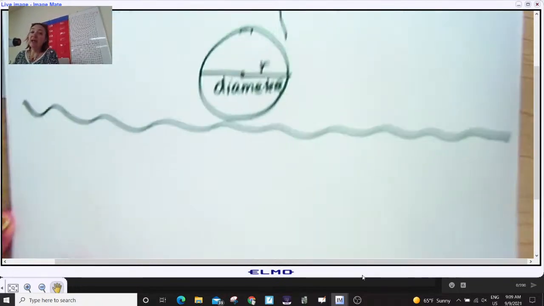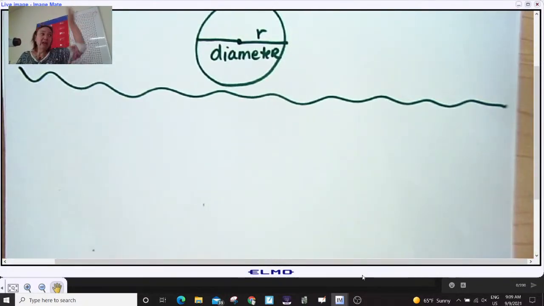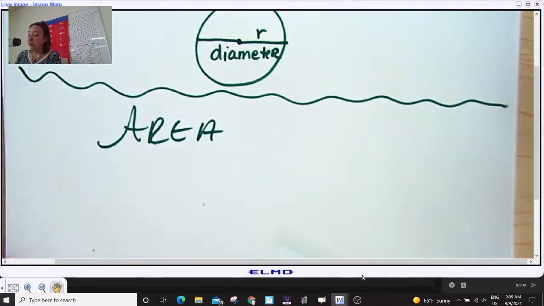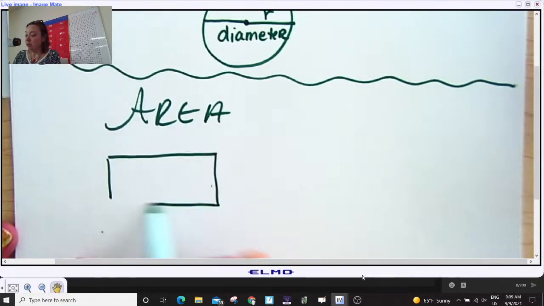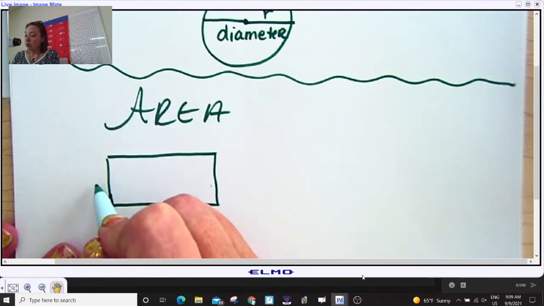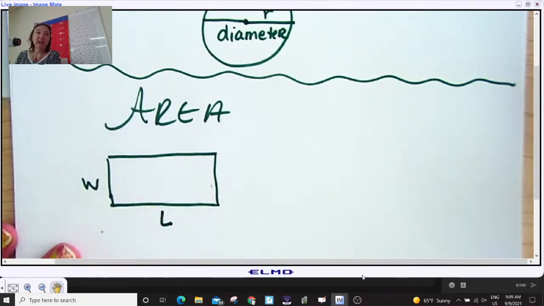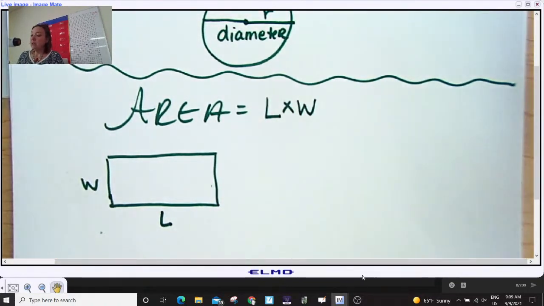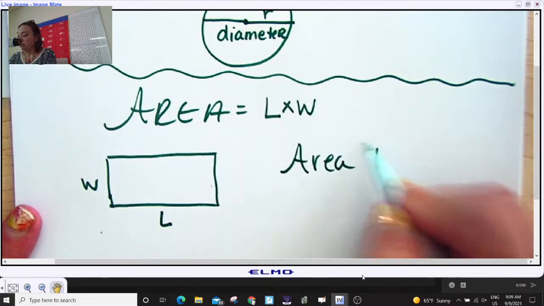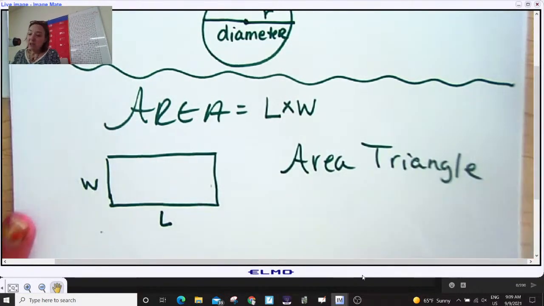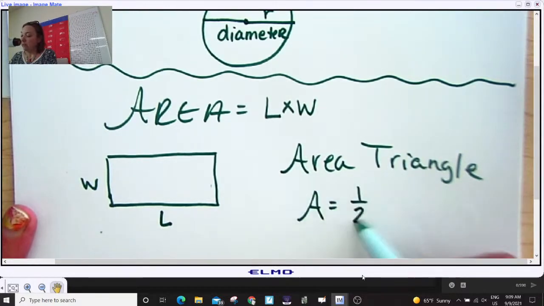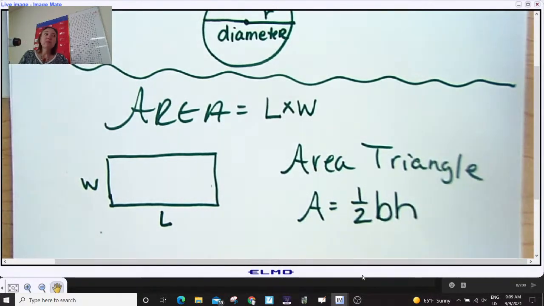Now let's talk about area of other things. So perimeter, you just add everything up. But how do you find the area of other shapes? Well, let's start with that quadrilateral. How do you find the area of a quadrilateral? So we call this length, we call this width, although it really doesn't make any difference. And you do length times width, right? Now, I want to talk about, for just a minute, the area of a triangle. Okay? So, in the past, you've probably been given this formula right here, right?